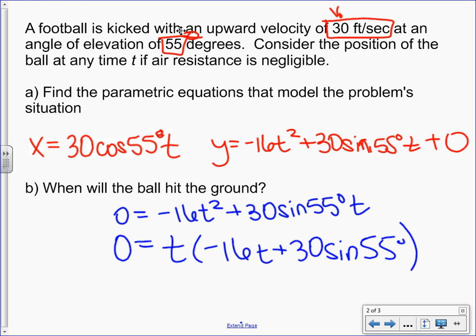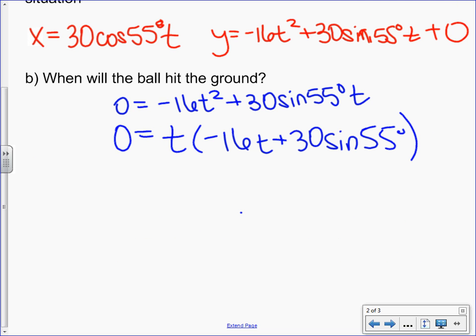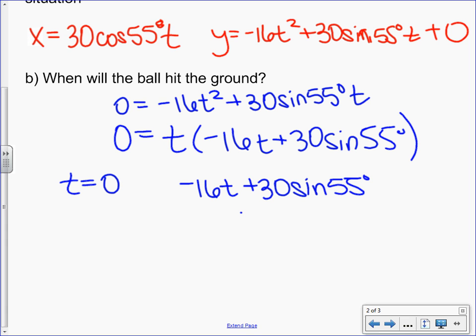Okay, and when we factor out a t, now we have a product that equals 0. So my first factor I'm going to set to 0, and my second factor I'm going to set equal to 0. So we have a quadratic equation that we started with. We're going to get 2 answers. Our first one, t is 0 seconds. Our second one, I need you to solve this linear equation here.